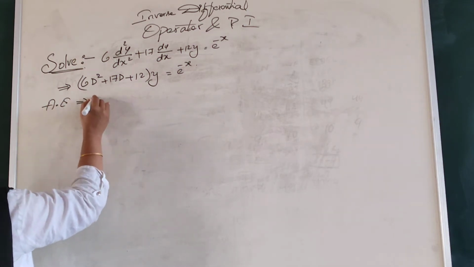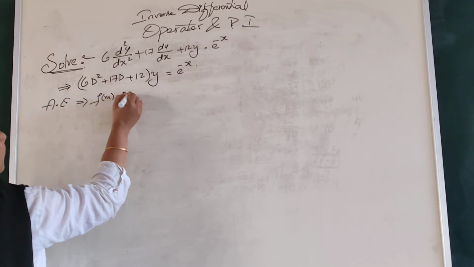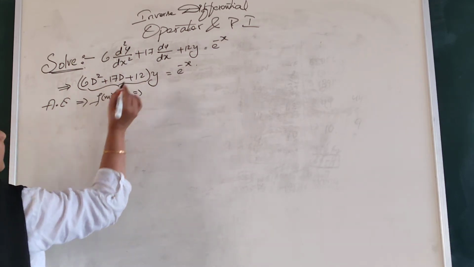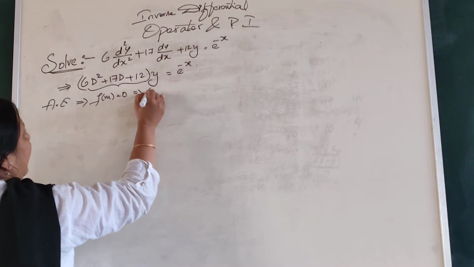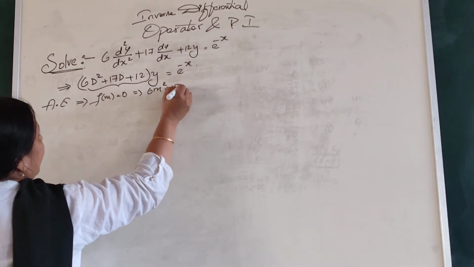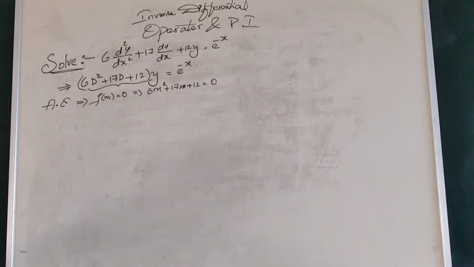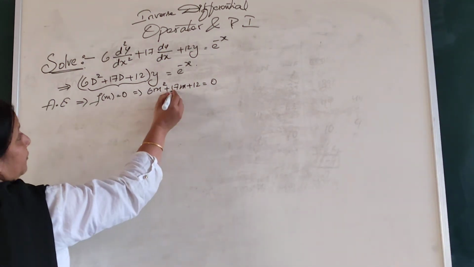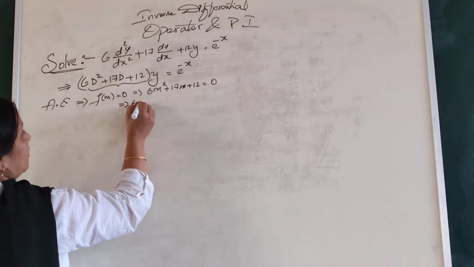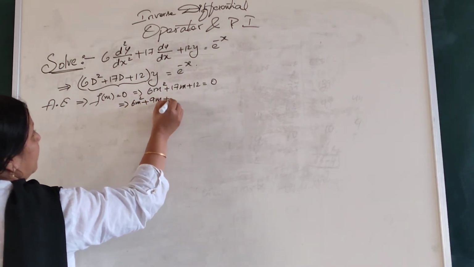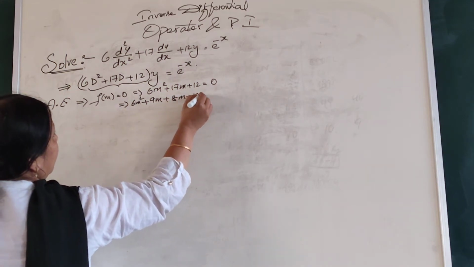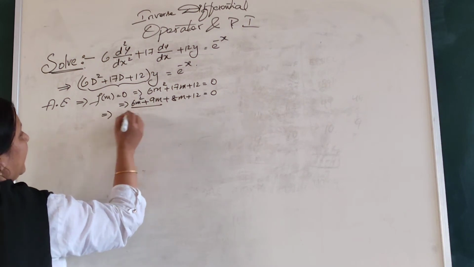Therefore, our auxiliary equation is given by f of m is equal to 0. Implies instead of d in this particular expression, we are substituting m. 6m square plus 17m plus 12 is equal to 0. Solve the quadratic equation by splitting the middle term. So 6 times 12 is 72. Factors for 72 we can have 9 times 8 is 72. So 6m square plus 9m plus 8m plus 12 is 0. Solving ahead by taking common.